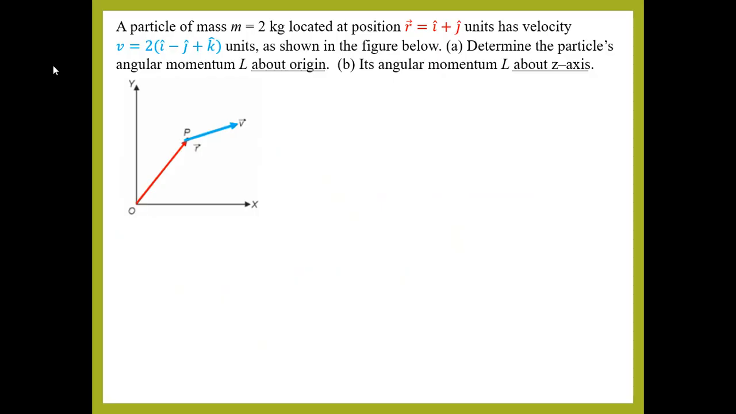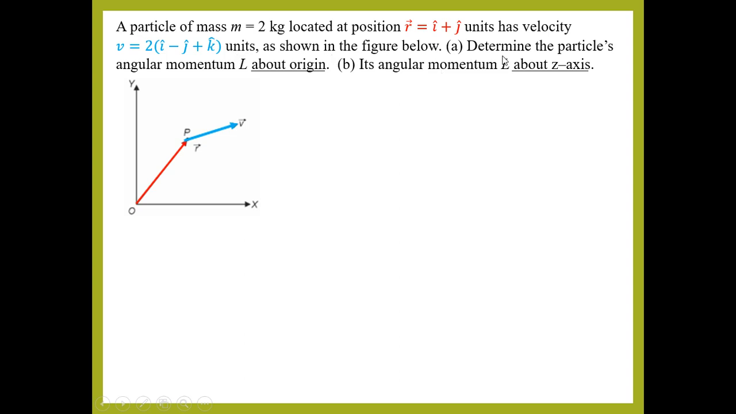Alright, so in this particular video, I will show you how to find the angular momentum of a point mass when you're given information in the ijk notation. So for this particular example, we have a mass of 2 kilograms. It is a distance away from the origin given as r equals i plus j, and your velocity vector is given as v equals 2 parentheses i minus j plus k close parentheses.